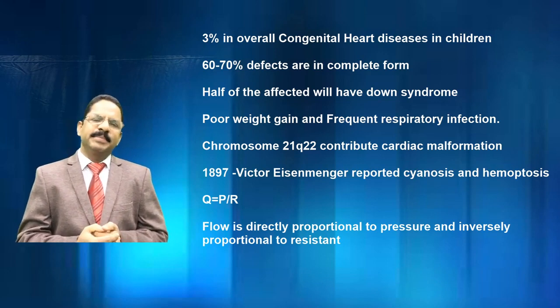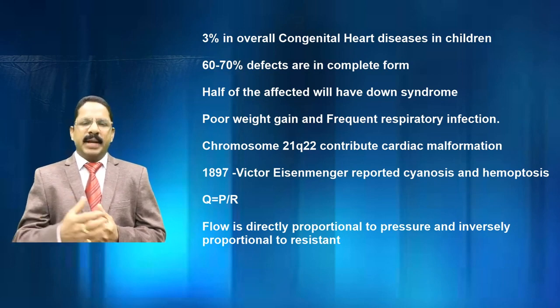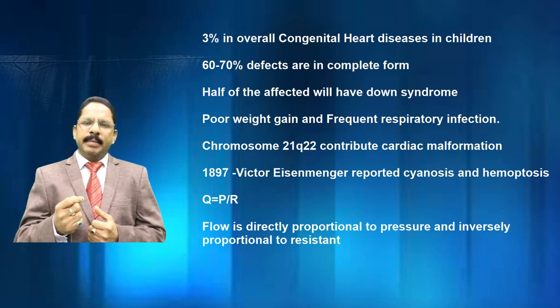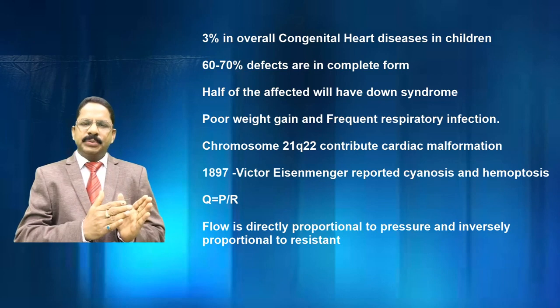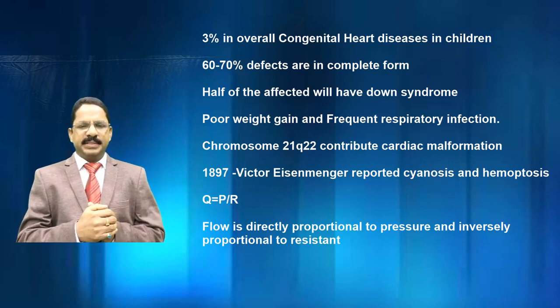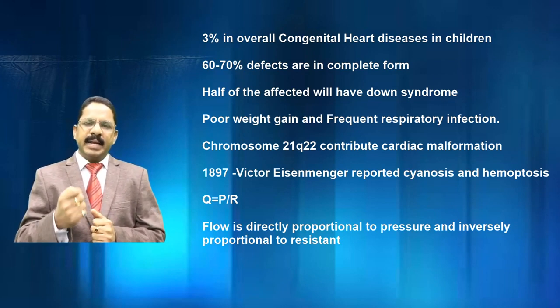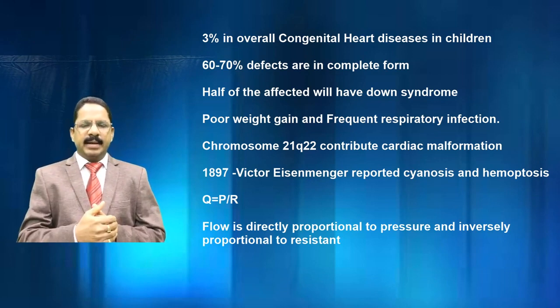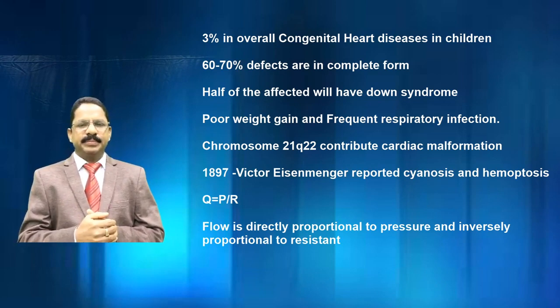Cyanotic congenital heart disease means bad blood mingles into good blood, that is, deoxygenated blood enters into oxygenated blood. In other words, a right to left shunt is called cyanotic heart disease. Acyanotic heart disease means normal, highly oxygenated blood goes directly into deoxygenated blood. That is called acyanotic heart disease.